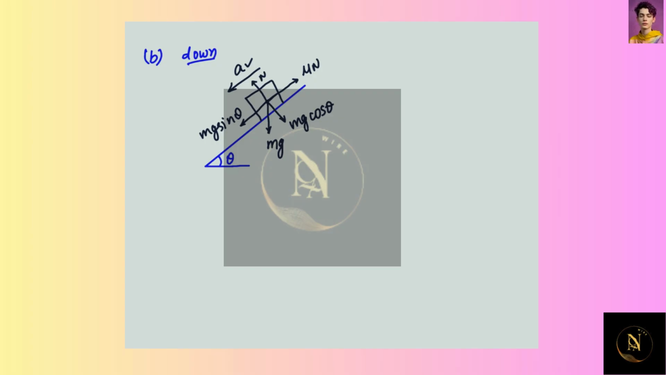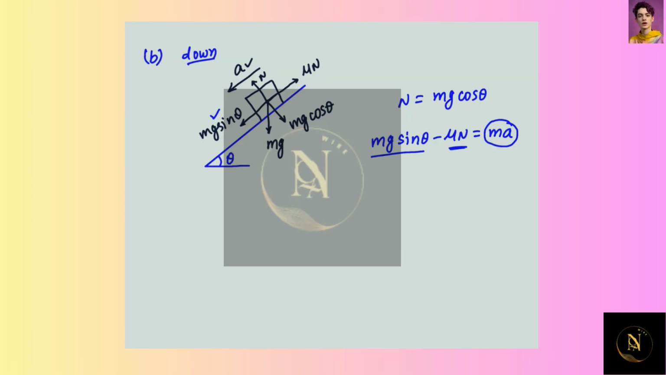So in the direction normal to the plane, N will again be equal to mg cos theta, and along the plane we can write mg sin theta minus mu N equals ma. Okay, this is the applied force. So first of all, checking whether this mg sin theta is greater than this mu N or not, because we have to calculate the minimum force.